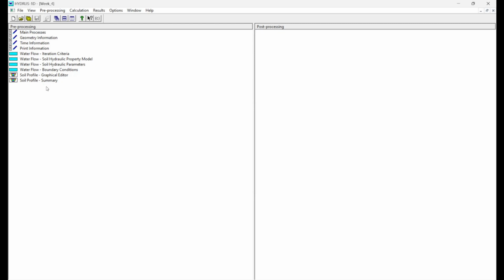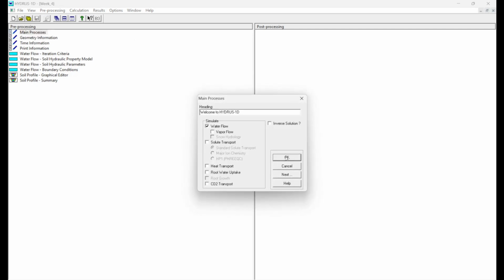Now there are several pre-processing units here: the main process, geometry information, time information, print information, etc. We need to fill all those pre-processing units so that we can run the program and obtain the post-processing unit. So let's go to pre-processing. The heading you can provide as per your convenience.